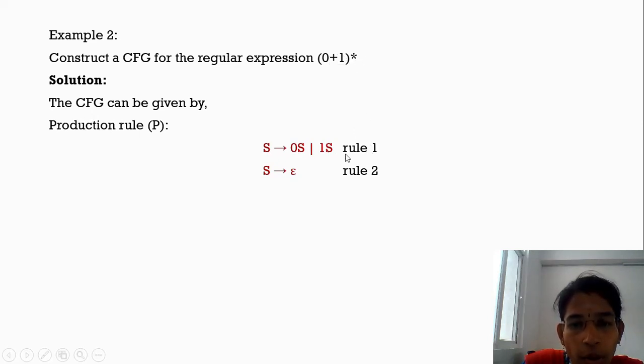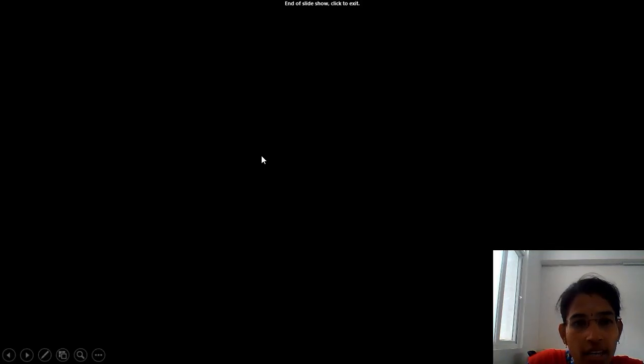This is rule number 1. For production rule 2, S tends to epsilon, so S may be empty. Combining these two, what are the elements present in the language? 0 and 1. So what is the rule? S tends to 0S, or S tends to 1S, or S may be epsilon. So we can make an expression.